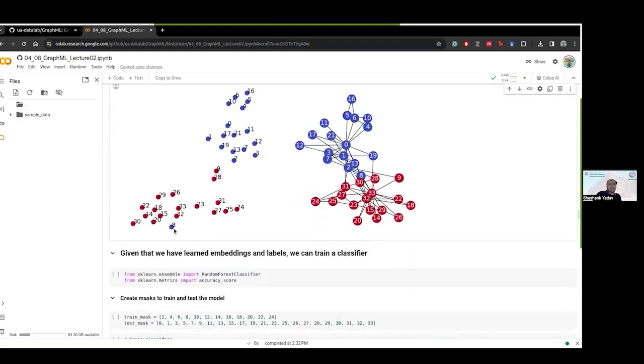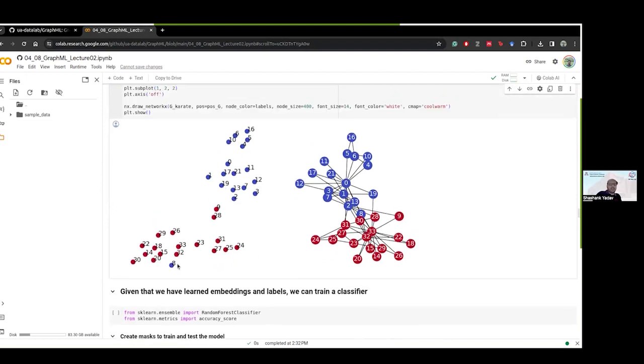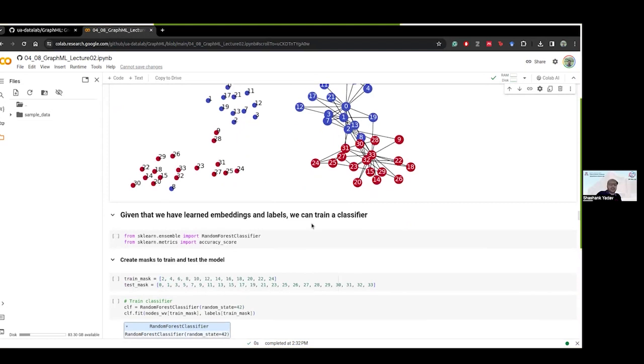Again, it says that node 8, although it is labeled as blue, based on this formulation, the model thinks that node 8 should belong, or is closer to, the red nodes here. Now that we have the embeddings and the labels, we can train a classifier on it.